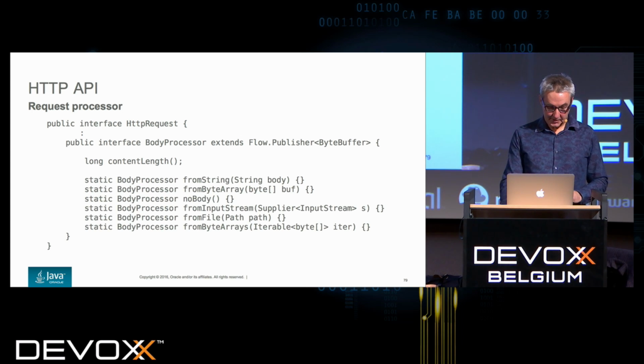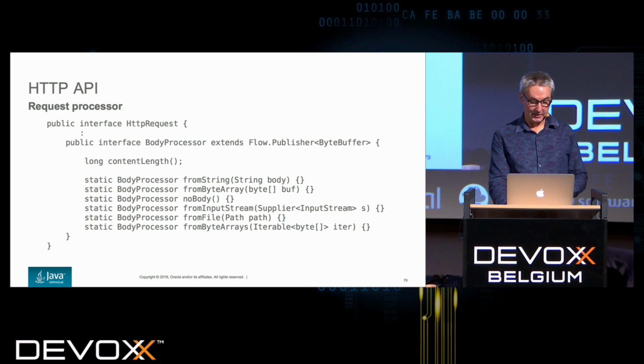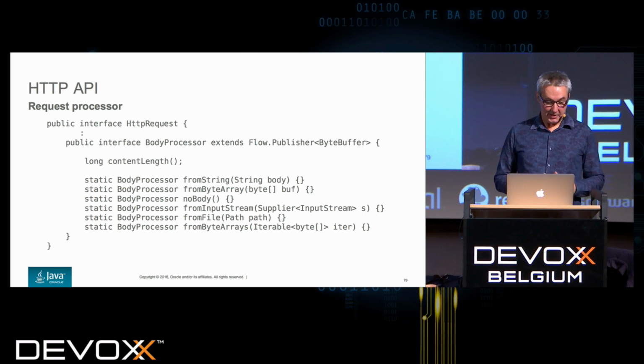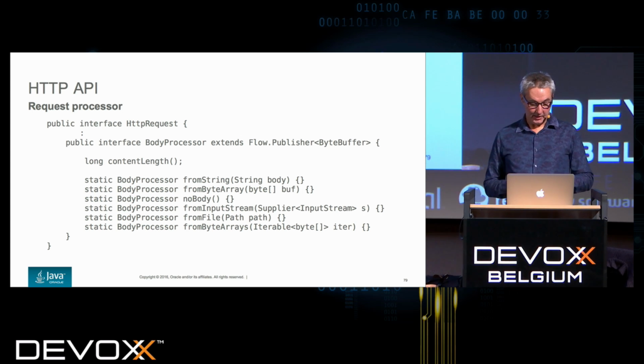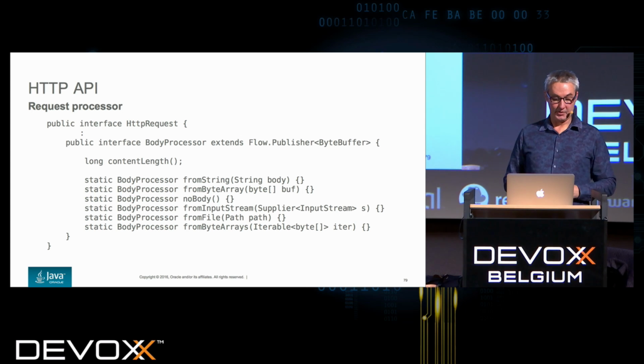So these are the static implementations that the implementation provides. You can see there, this is the complete list of standard ones. What that effectively means is that simple applications can send request bodies as strings, byte arrays, from input streams, from a file, or from an iterable of byte arrays, or in certain cases where no body is required, then there's a method for that.